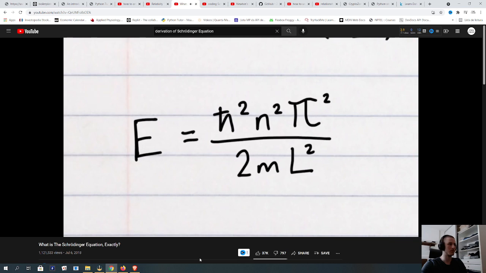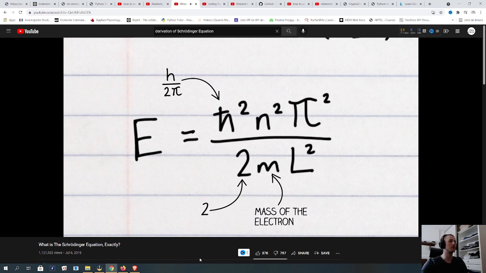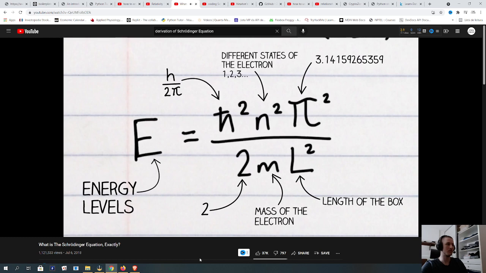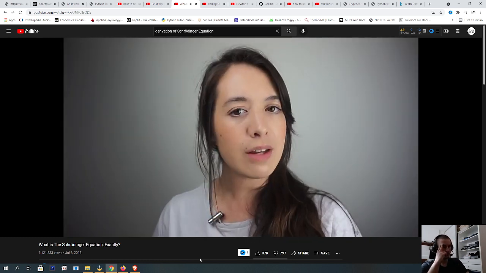Well, the first thing to note is that every term in this expression is either a constant or a whole number. H bar is a constant, 2 is obviously a constant, m, the mass of the electron, is a constant, pi is a constant, and L, the length of the box, is a constant, and n stands for the different states of the electron, and they're all whole numbers, 1, 2, 3, etc. So then the energy E can only have certain values. It's quantized.